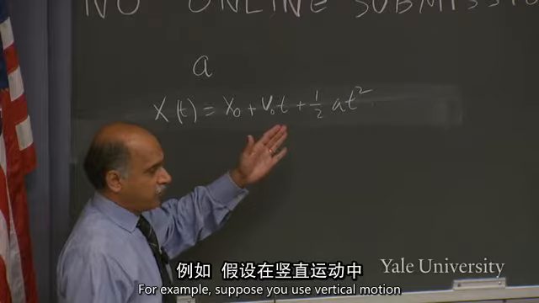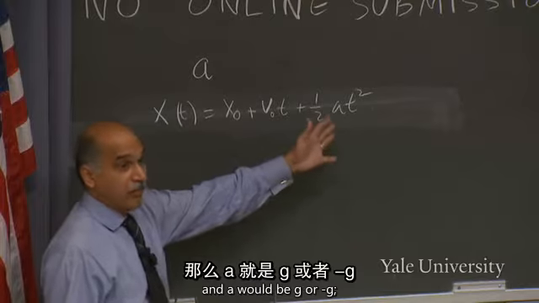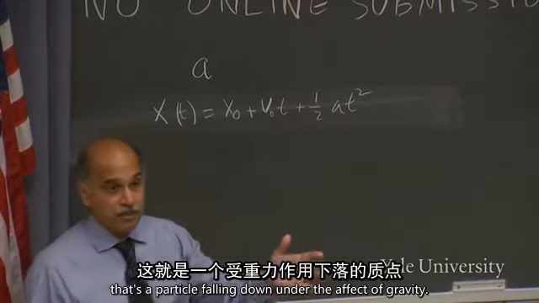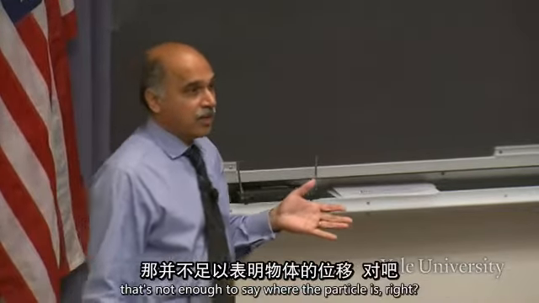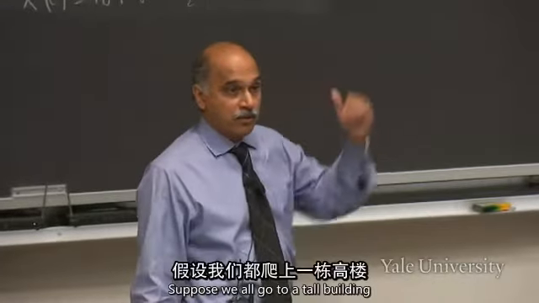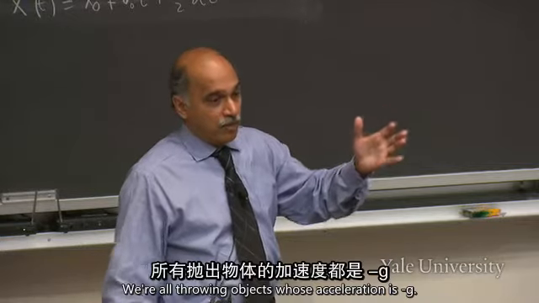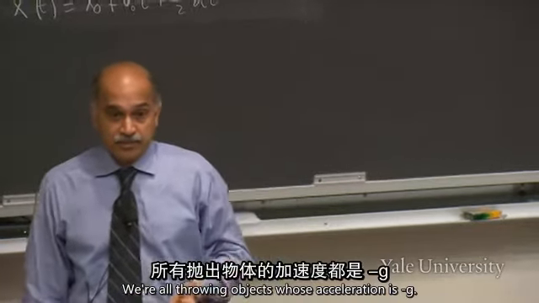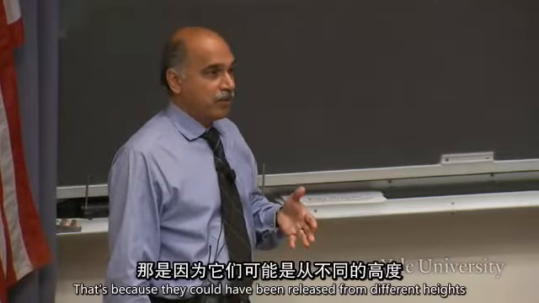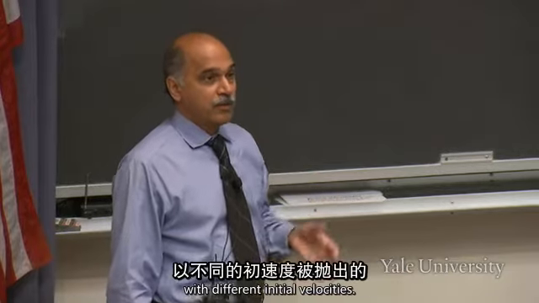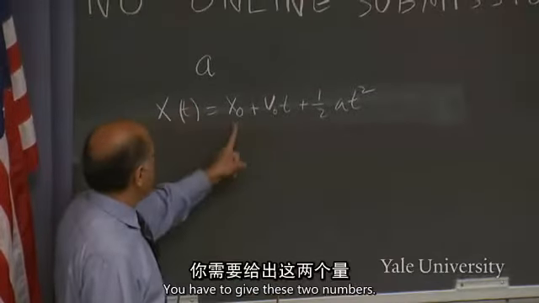For example, suppose you use vertical motion and use y instead of x, and a would be g or minus g. That's a particle falling down under the effect of gravity. If all you know is the particle is falling under the effect of gravity, that's not enough to say where the particle is, right? Suppose we all go to a tall building, start throwing things at various times with various speeds. We are all throwing objects whose acceleration is minus g. But the objects are at different locations at a given time. That's because they could have been released from different heights with different initial velocities. Therefore, it's not simply enough to say what the acceleration is. You have to give these two numbers.